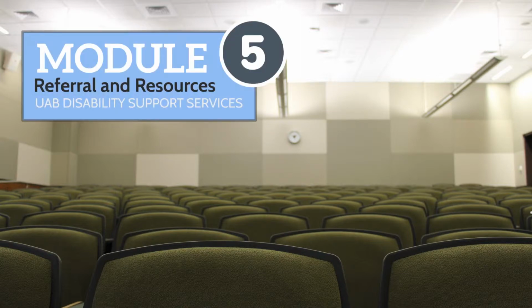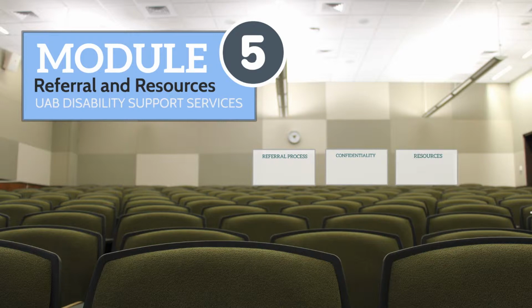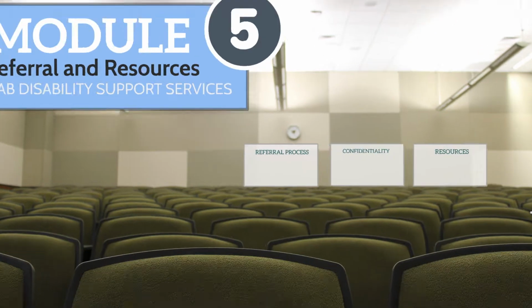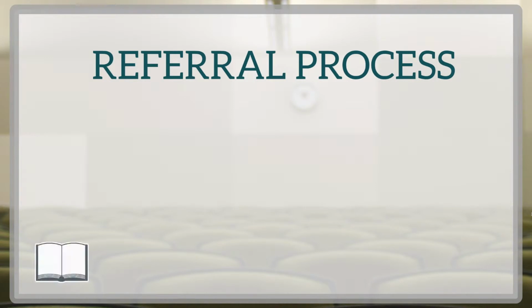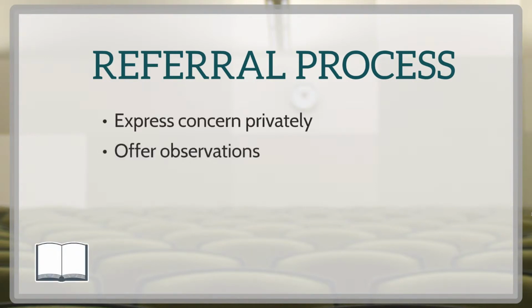In Module 5, we'll discuss the referral process, confidentiality, and resources available to faculty and staff. If you suspect a student in your class may have a disability, express your concern privately to the student by offering behavioral observations that cause concern, such as a sudden decrease in the student's performance or participation. Ask the student if he or she can explain the difficulties. The student may be experiencing a personal crisis, or they may disclose other factors which could indicate disability.